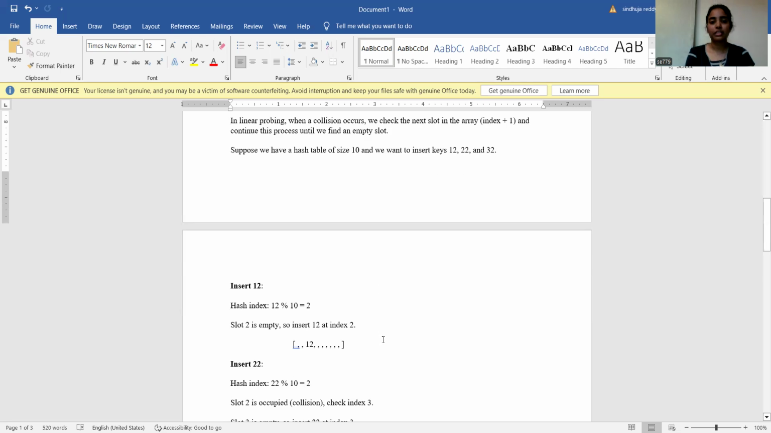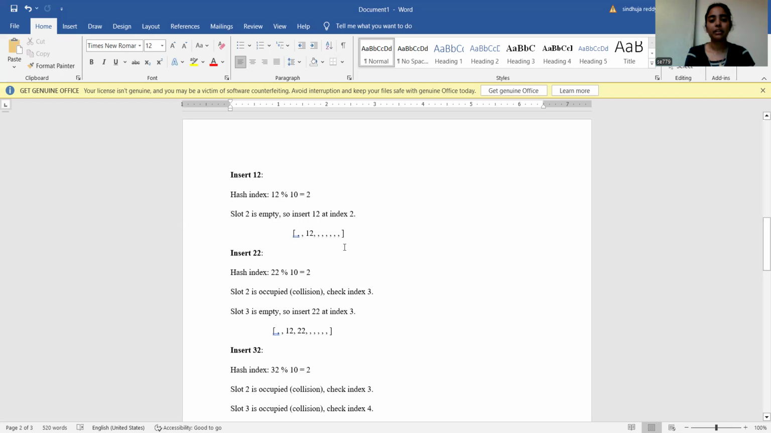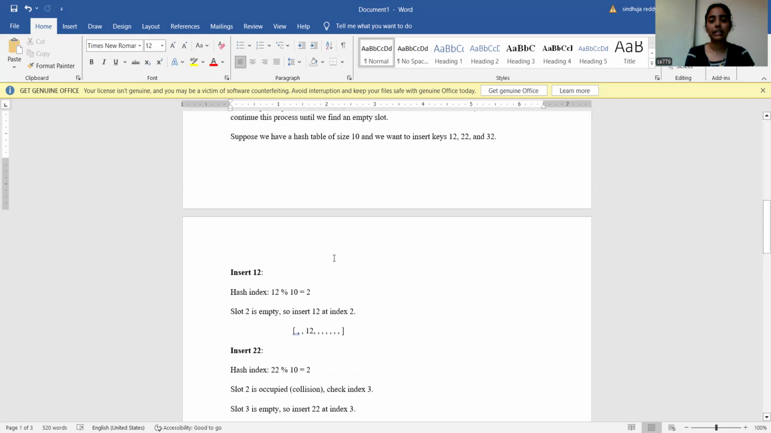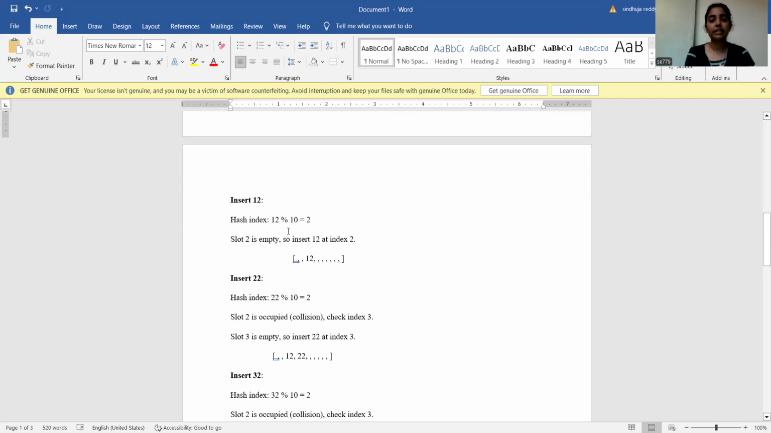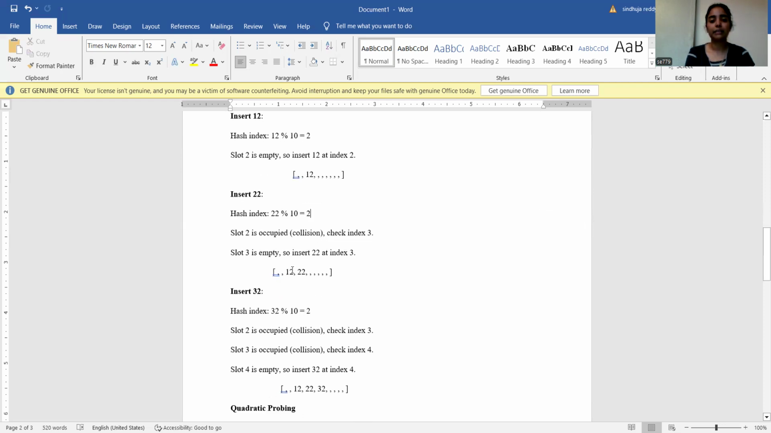Suppose I have keys 12, 22, and 32, and the size of the table is 10. Dividing 12 by 10 gives a remainder of 2, so 12 goes to index 2, counting 0, 1, 2. When I insert 22, the table size is 10, so dividing by 10 gives 2 again. Now 12 and 22 go to the same index, so a collision occurred.